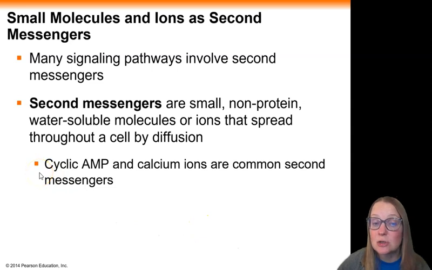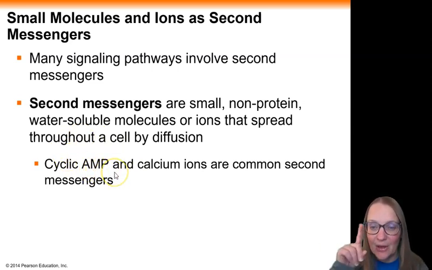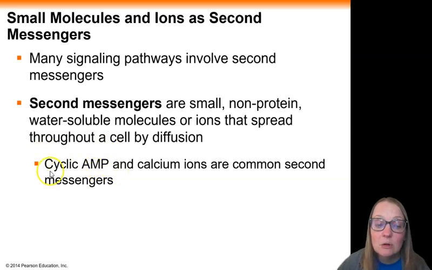But second messengers, two examples that you should be familiar with are, number one, cyclic AMP. AMP is another sibling of ATP. So ATP is adenosine triphosphate. Take one phosphate off, you have ADP, adenosine diphosphate. Take off another phosphate group, and you're left with AMP, or adenosine monophosphate, with only that one phosphate group left. So cyclic AMP is a very small molecule, and it can be used as a second messenger.